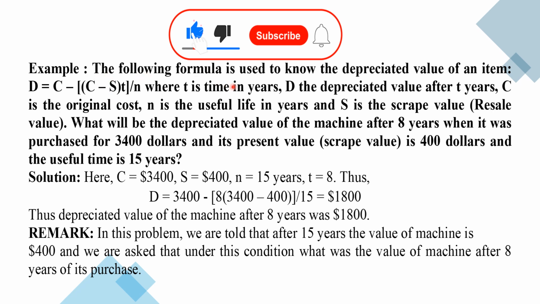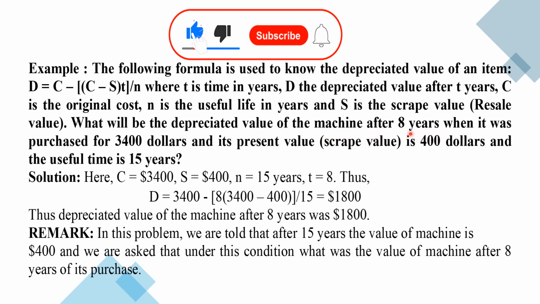Here is the formula used to know the depreciated value of an item: D = C - (C - S)T/N. Here D shows the depreciated value after T years, C is the original cost, N is the useful life in years, and S is the scrap value, the resale value. We have to find the depreciated value D of the machine after 8 years.